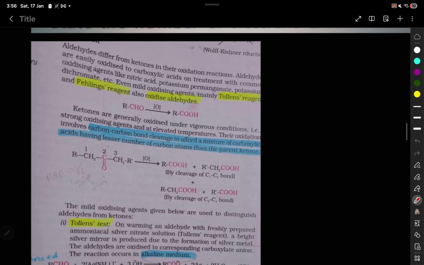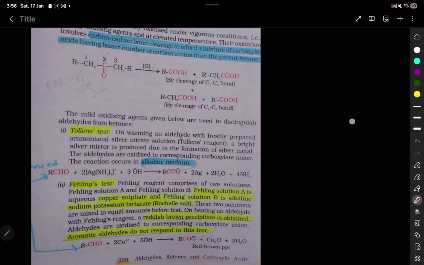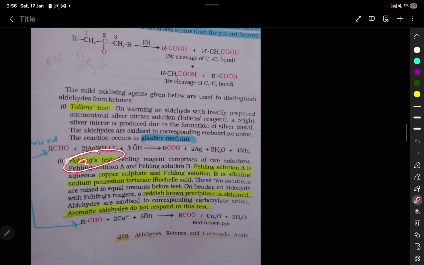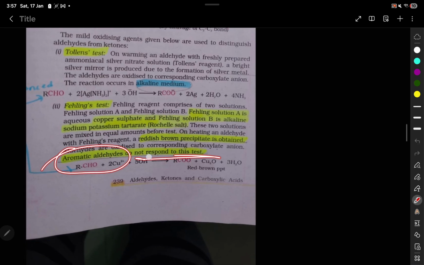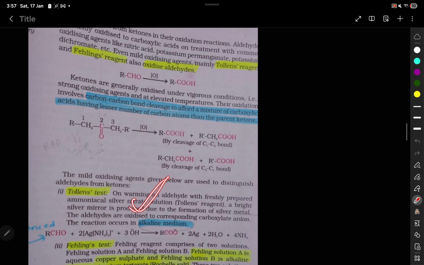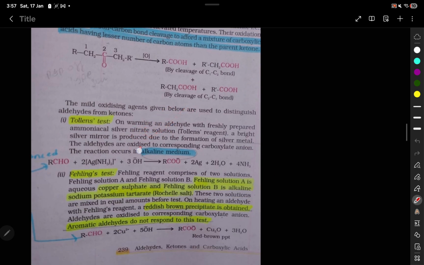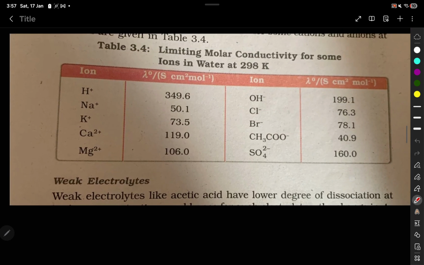And then next you have, this was kind of repeated, but I'm just going to be summarizing this part. Fehling's test. Fehling solution A is aqueous copper sulfate, and Fehling B is alkaline sodium potassium tartrate, also called Rochelle salt. Aromatic aldehydes do not respond to Fehling, but they do respond to Tollens, and that occurs in the alkaline medium, and this one is wrong. Don't mug up 4NH3. We have given the correct reaction before.